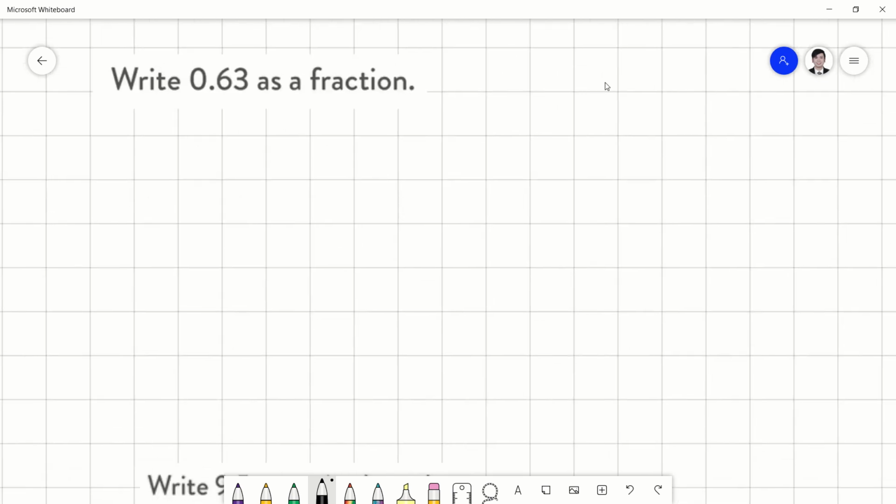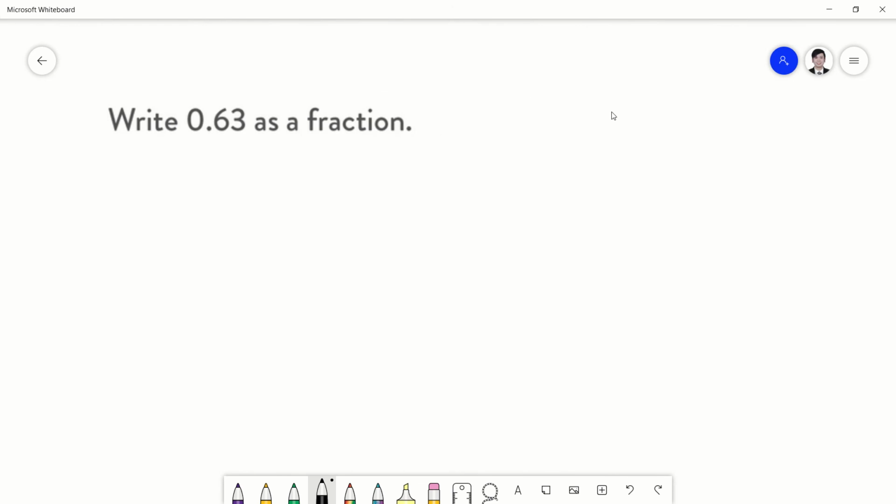Let's have another example. Let's write 0.63, or 63 hundredths, as a fraction. The 3 is in the hundredths place. That means the denominator would be 100, and you just put 63 on top. So you have 63 hundredths.